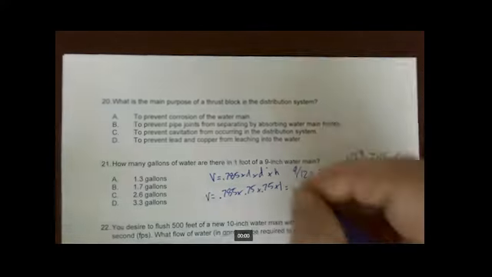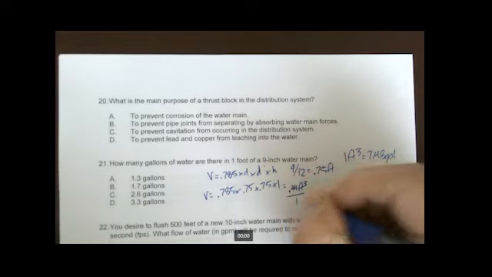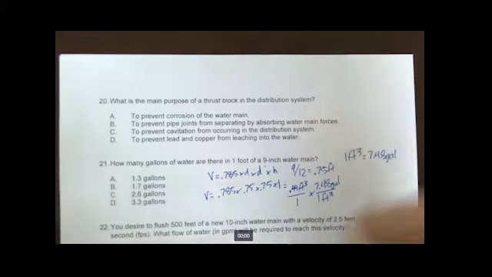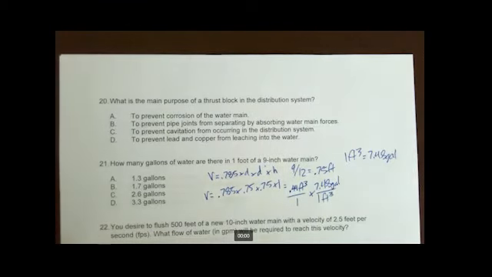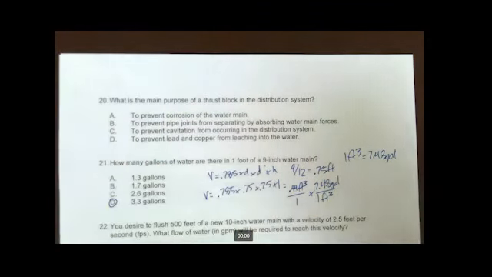So I got 0.44 cubic feet. That's over 1. Cubic feet is on the top. It's got to be on the bottom to cancel with 7.48 gallons here. So 0.44 times 7.48 gives us 3.3 gallons.